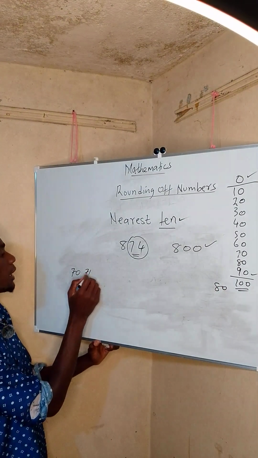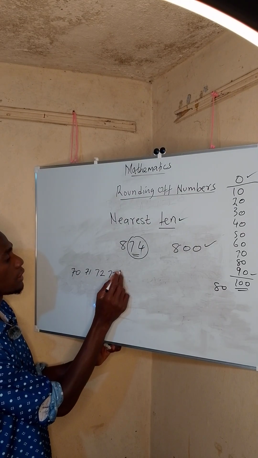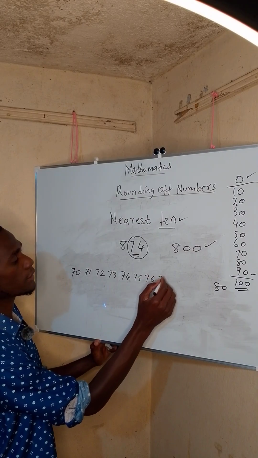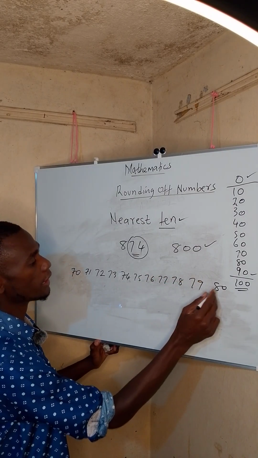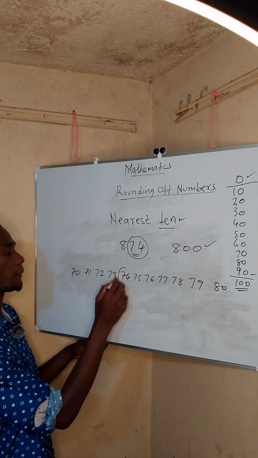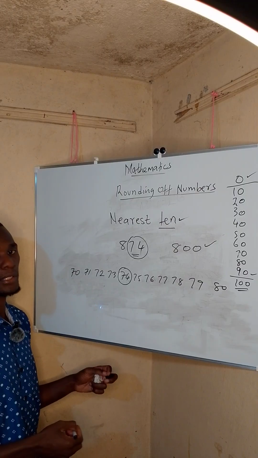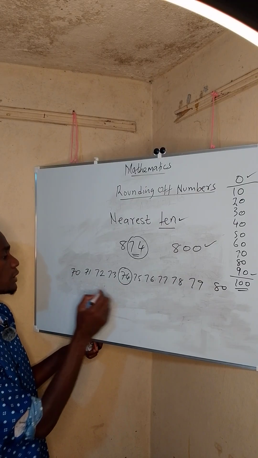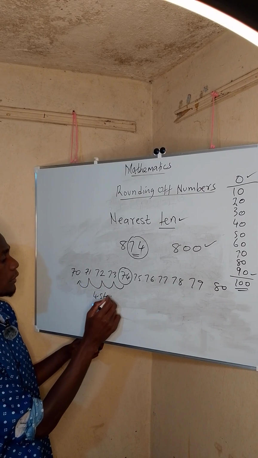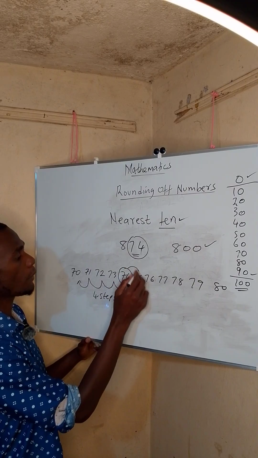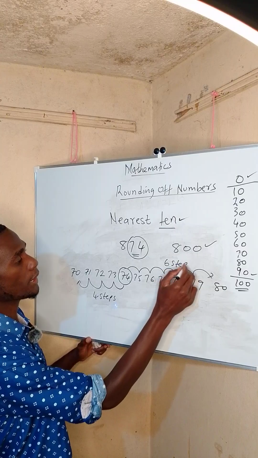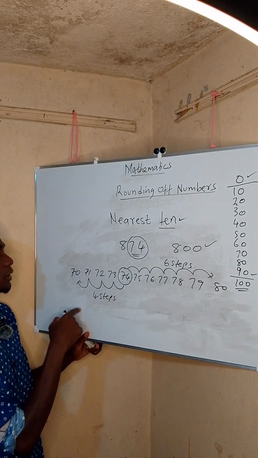So let's write 71, 72, 73, 74, 75, 76, 77, 78, 79, and 80. Then the next thing, identify where that 74 is, which is here. Once you have it, the same process, number of steps. From 74 to 70, you have 1, 2, 3, 4. There are only 4 steps. From 74 to 80, 1, 2, 3, 4, 5, 6. There are 6 steps. Comparing the number of steps, 4 is shorter than 6.